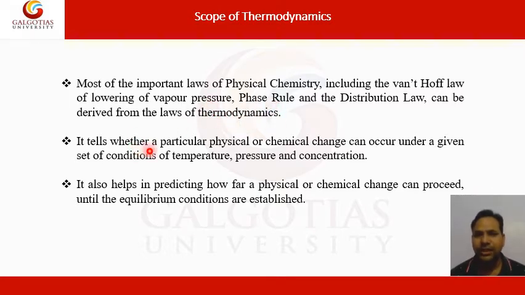It also tells whether a particular physical or chemical change can occur under a given set of conditions of temperature, pressure and concentration. It also helps in predicting how far the physical or chemical change can proceed until the equilibrium conditions are established. So the overall process of a physical change or chemical reaction can be predicted until equilibrium is attained. Now come to the next slide.